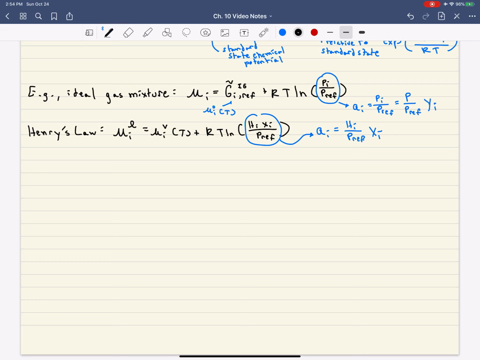Okay? And so generally, when we talk about activity, it's going to be a function of composition, so a function of x_i. At the limit where x_i is very close to 0, or very small, so the dilute limit, we see that our activity is going to be proportional to the mole fraction. Okay, so this is the dilute condition.